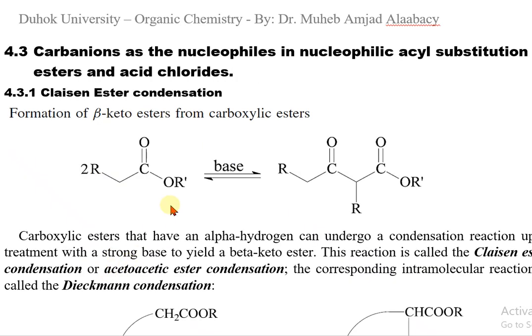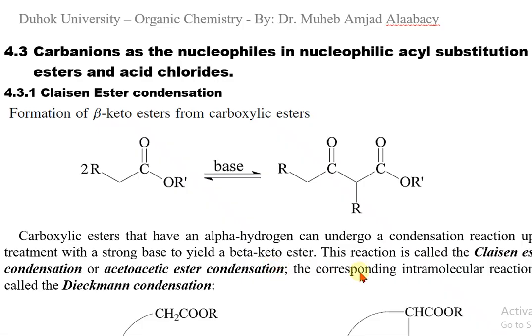A carboxylic ester that has alpha hydrogen can undergo a condensation reaction upon treatment with a strong base to yield a beta-keto ester. This reaction is called the Claisen ester condensation, or in some books the acetoacetic ester condensation.